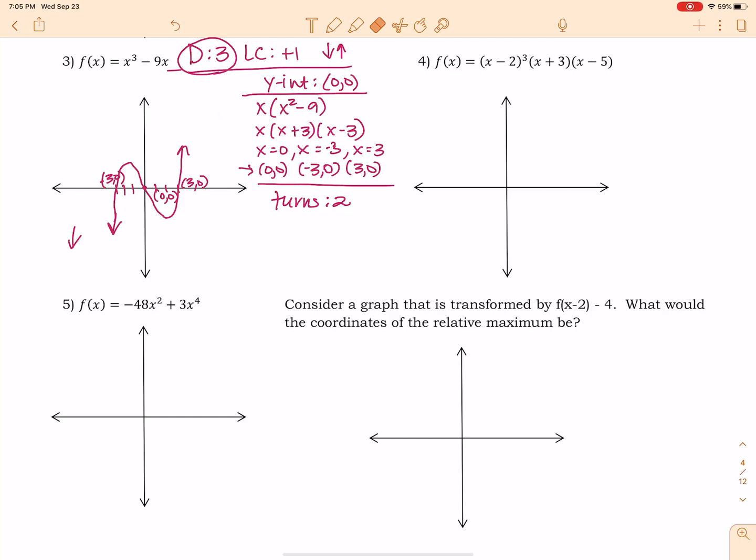So is that 2 turns? Let's use a different color and see. So I'm going to go up here, turn, turn, woot woot, we're good.